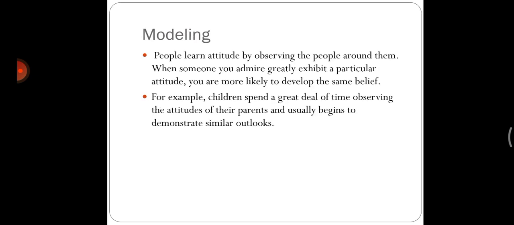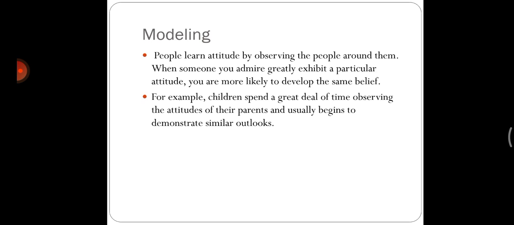Then modeling. People learn attitude by observing the people around them. When someone you admire greatly exhibits a particular attitude, you are more likely to develop the same belief. You might have come across many teachers, and if you like a teacher, you observe their way of teaching. That helps you to have a good passion for teaching. In future you might become a teacher or professor, because while you were a student, one or two of the teachers influenced you. This is modeling, we can say.